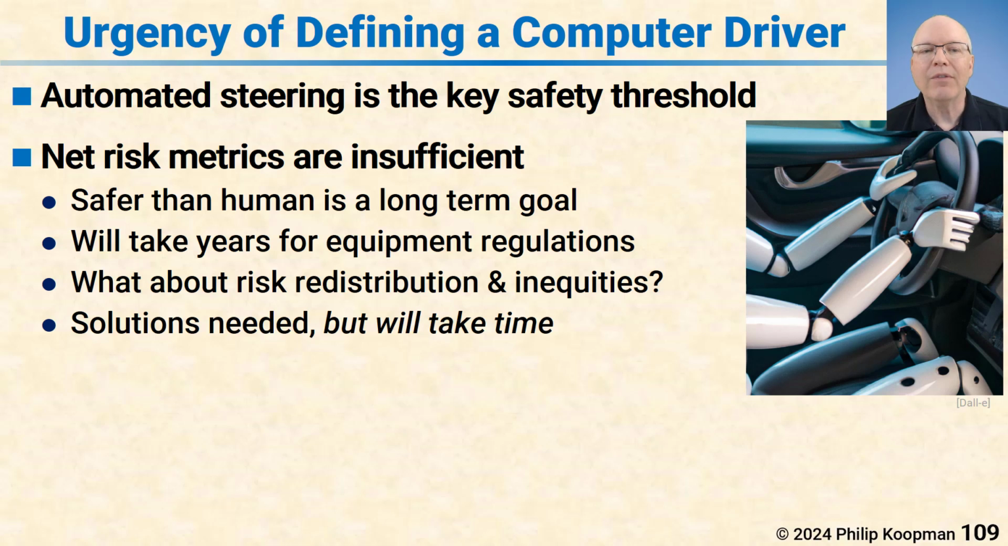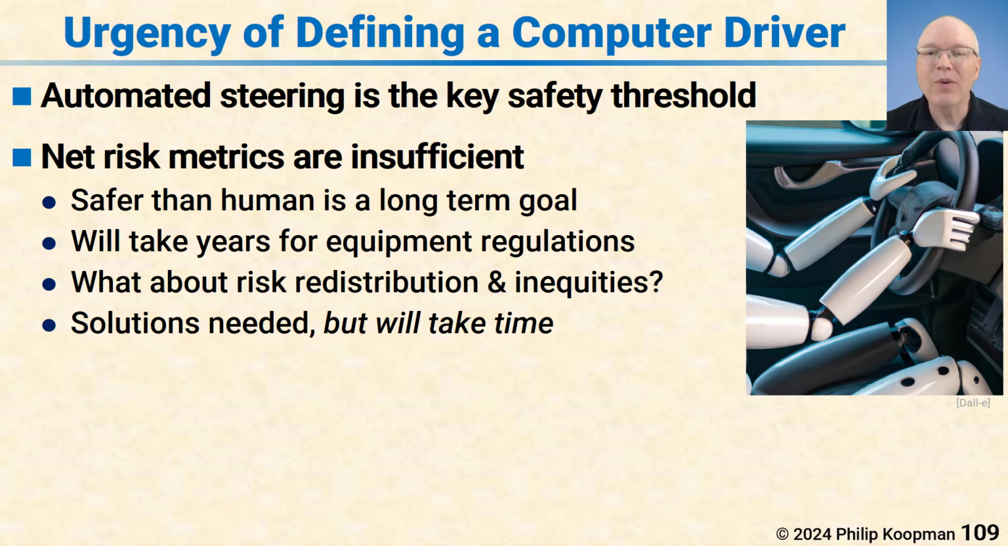Now, we could go with net risk metrics, and people will say, well, as long as it's safer than a human, maybe that's okay, but we're not going to know that for a long time. It's really hard to measure. And we're going to say, well, we have equipment regulations. Well, those are still maturing. It's going to be years before we have equipment regulations that really cover a wide variety of driving. We're just seeing the first ones of those that only cover very special cases. And net risk, saying safer than human, doesn't deal with things like what if the pedestrian fatality rate is increased even though the net risk goes down? Solutions for all these things are needed, but they're going to take time.